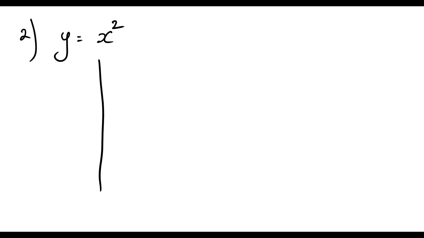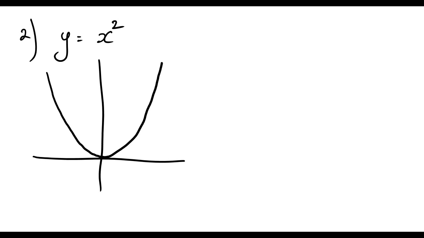Okay, so the second one would be, let's take y is equal to x square. If I consider the graph of this, then the graph looks like this.